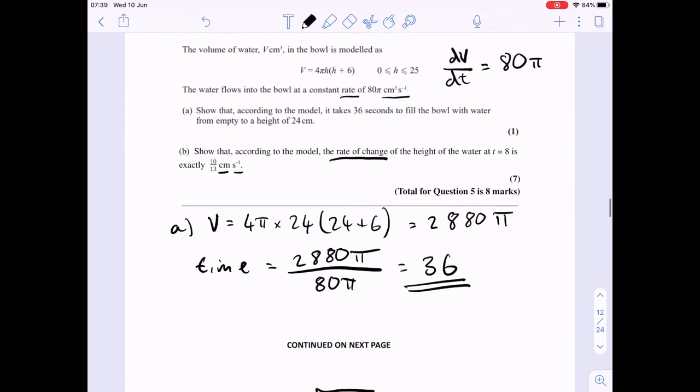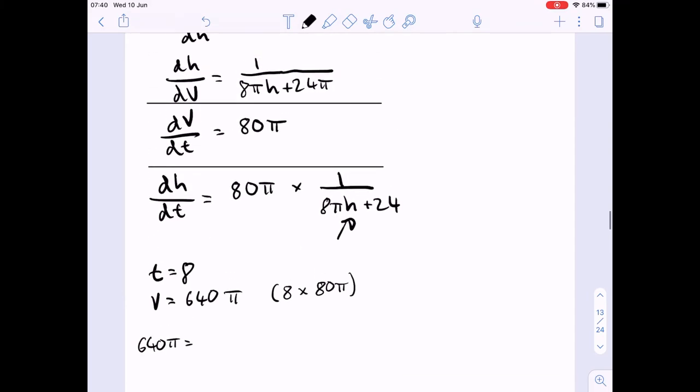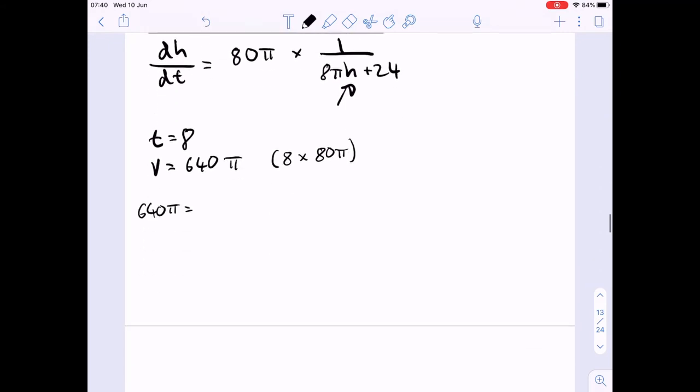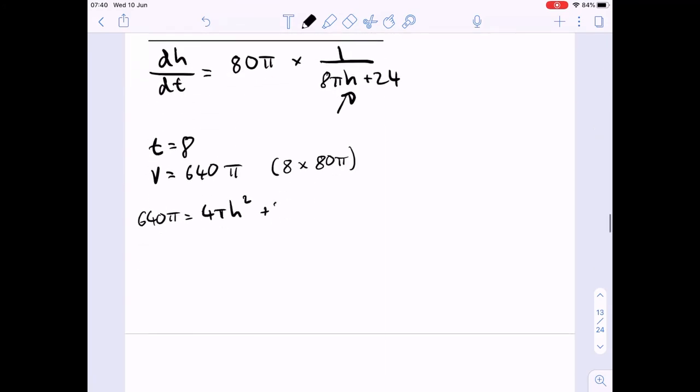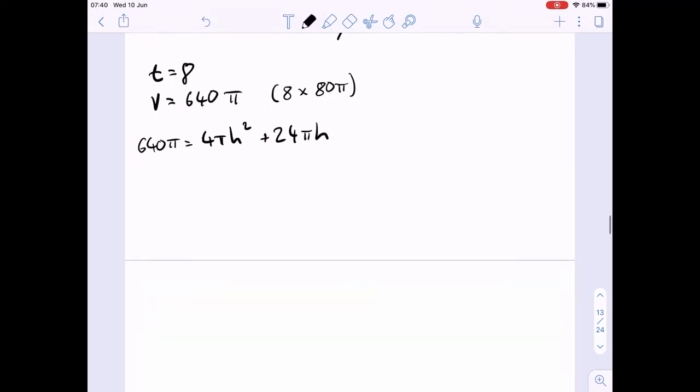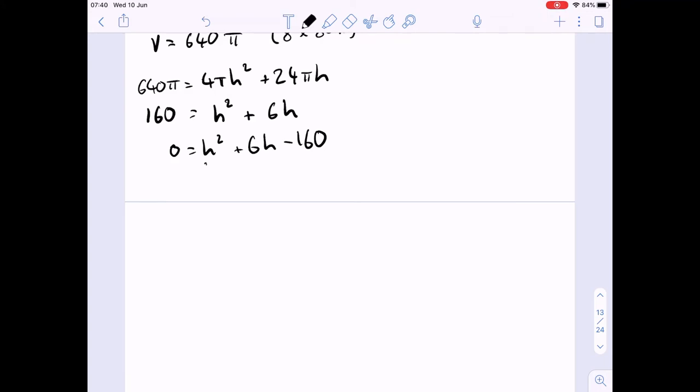And then I can plug it into our equation for V. So V, which is now 640 pi, is going to equal 4 pi h squared plus 24 pi h. And this is now a quadratic, something that I can divide through by 4 pi, which might make it a little bit easier. So h squared plus 6h, and 640 divided by 4 is 160. So I have 0 equals h squared plus 6h minus 160.